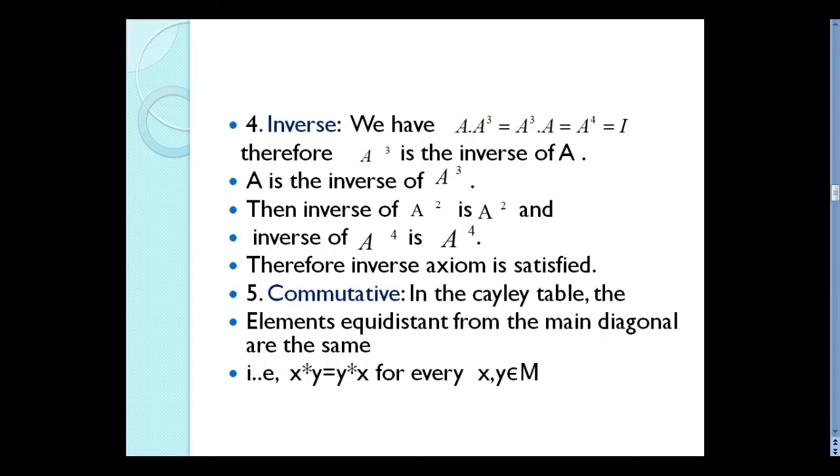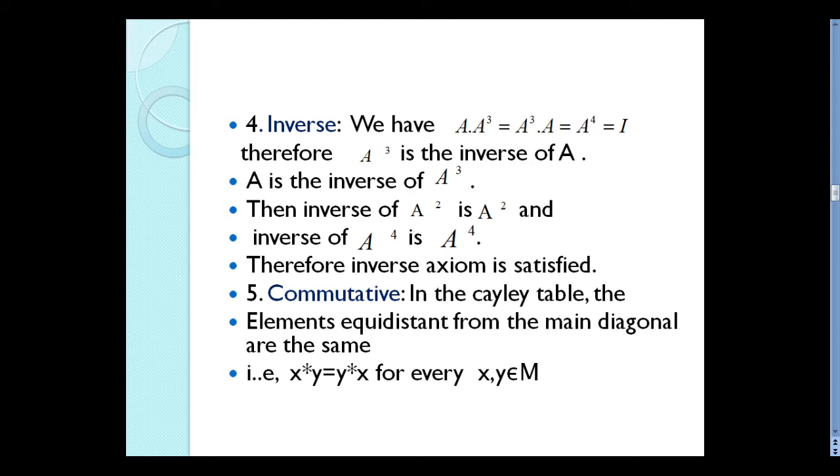Next, we have to check the inverse. What is an inverse element? Whenever you multiply two elements, you should get I. So A into A cube is equal to A cube into A is equal to A power 4, which is nothing but I. Therefore A cube is the inverse of A, and A is the inverse of A cube. Then the inverse of A power 4 is A power 4. Therefore the inverse axiom is satisfied.